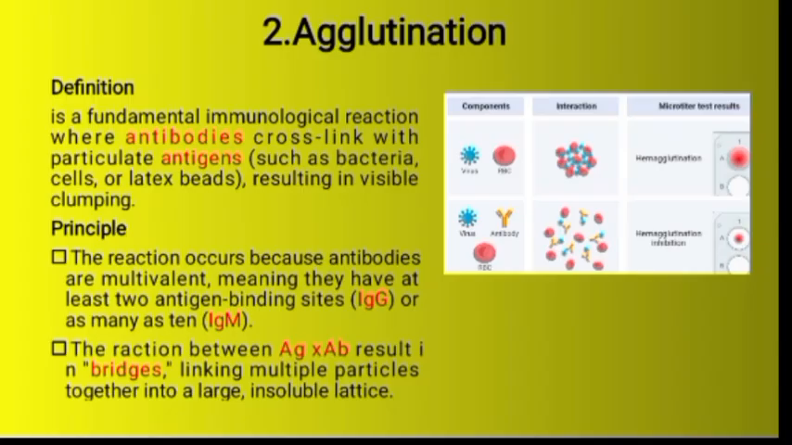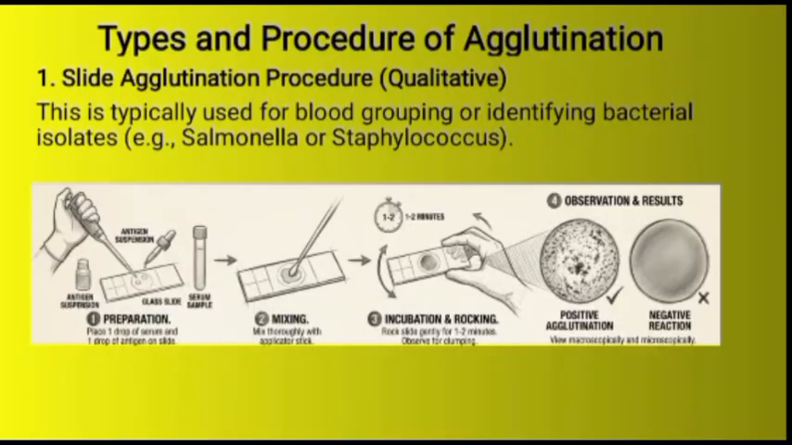We can use it in detecting the presence of blood grouping, in detecting the presence of H. pylori, hepatitis, and other types of infection. So it's a very good method employed in diagnosis of clinical infection. So there are two types of agglutination tests, and they come together with their procedure.